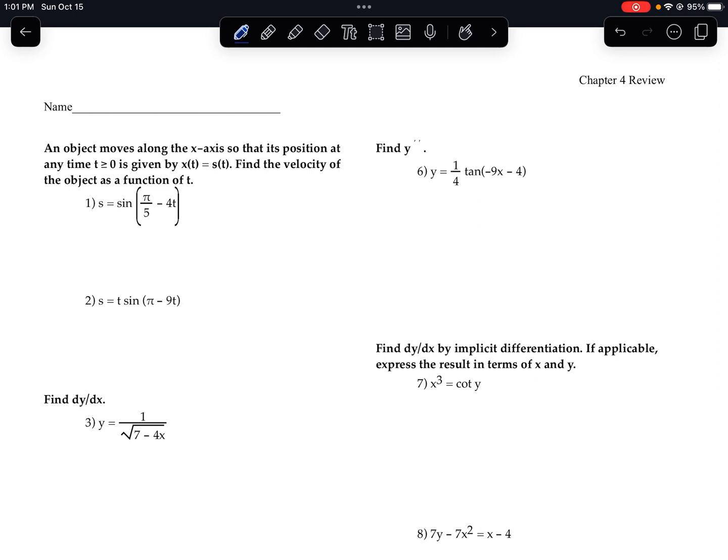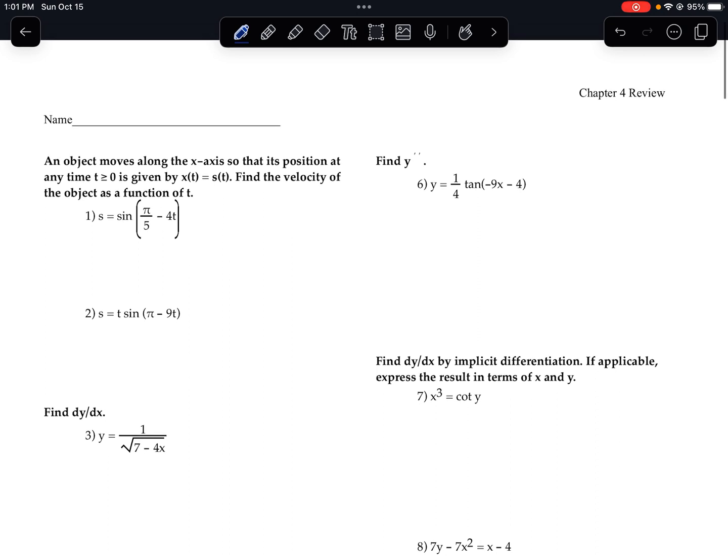So, Chapter 4 Review. An object moves along the x-axis so that its position at any time t greater than 0 is given by x of t is equal to s of t. So position. Find the velocity of the object as a function of time t. So we're just going to find the derivative of s because the derivative of position is velocity.